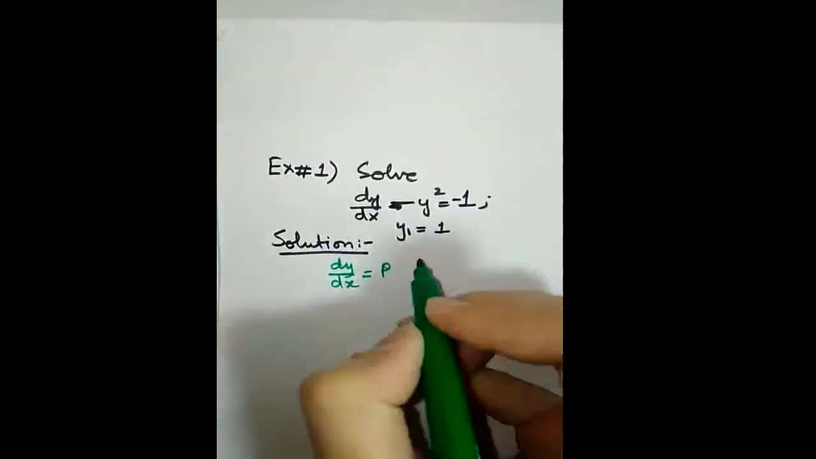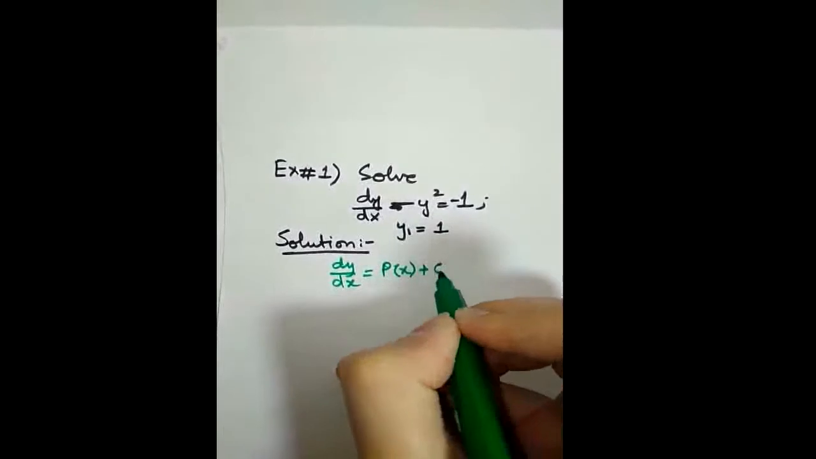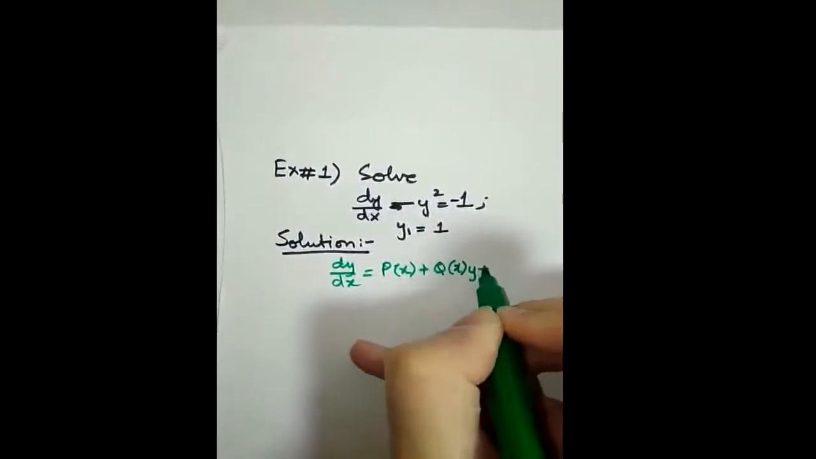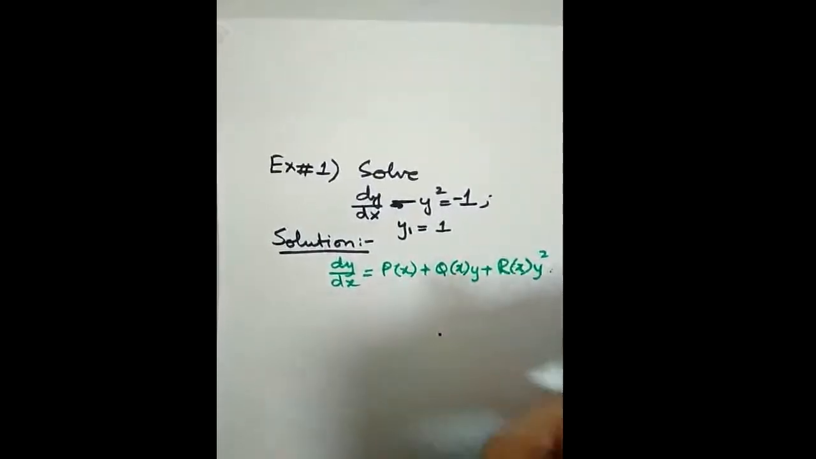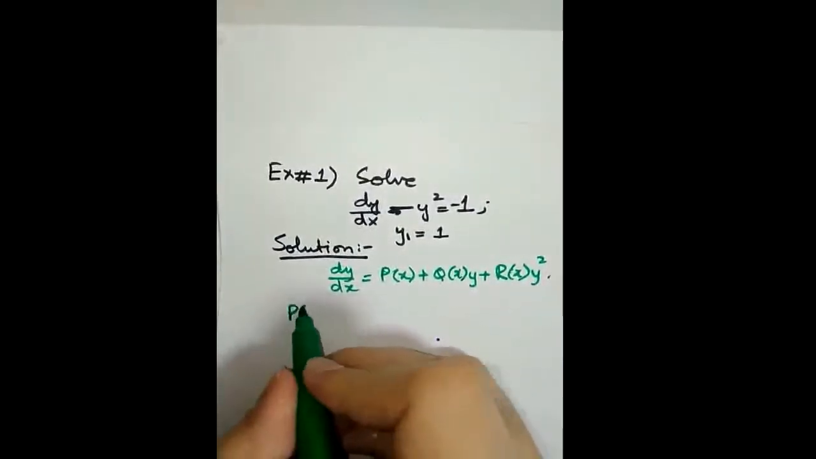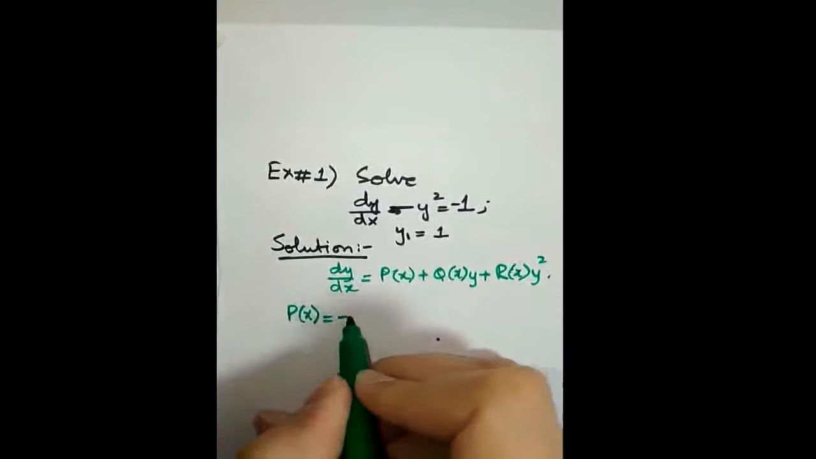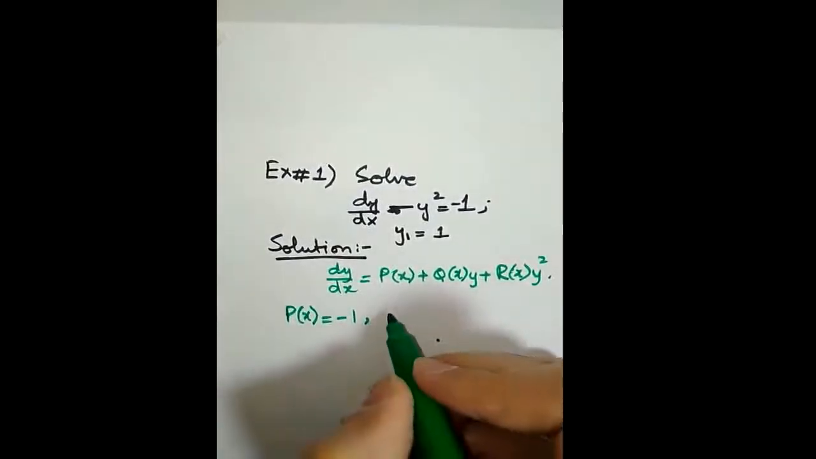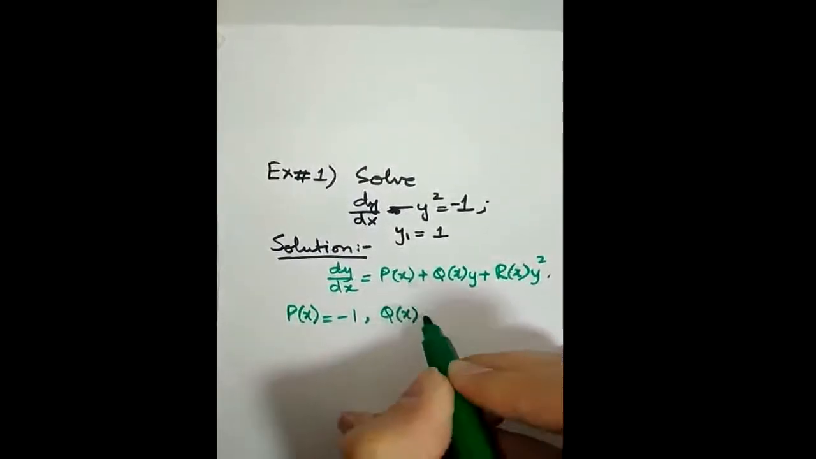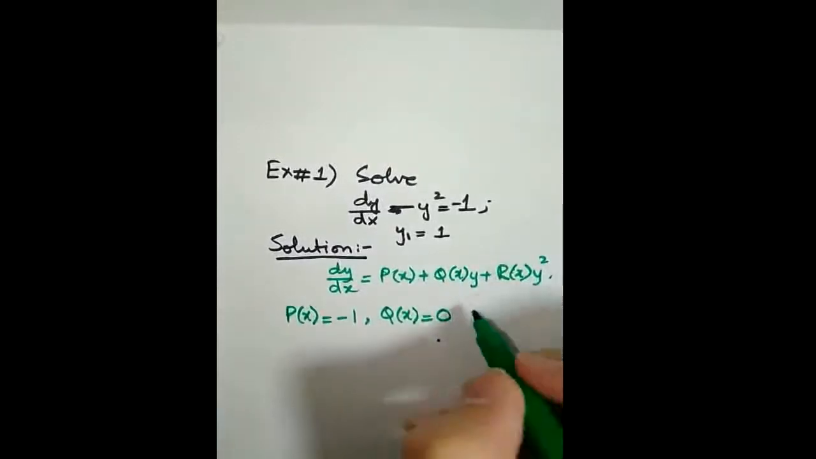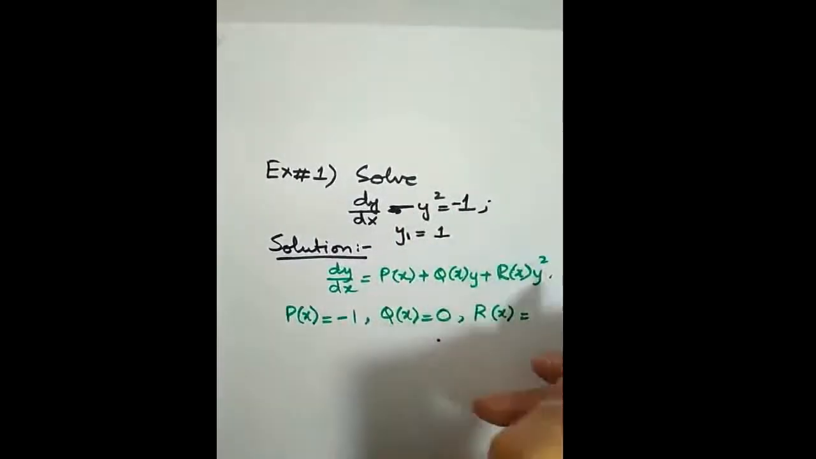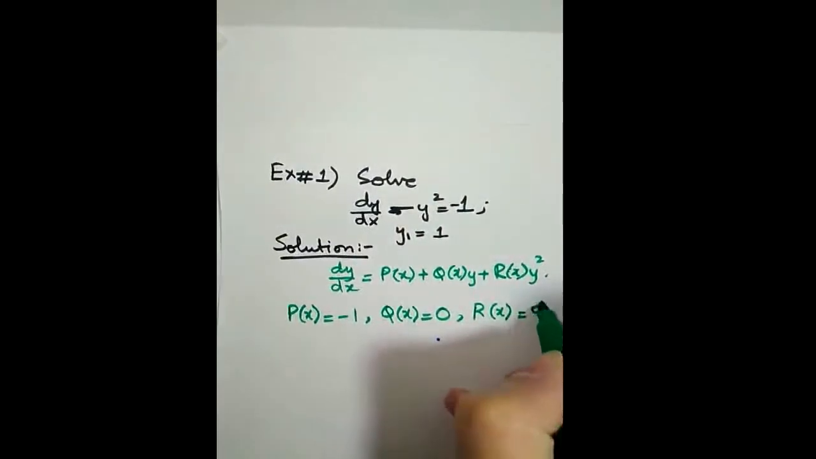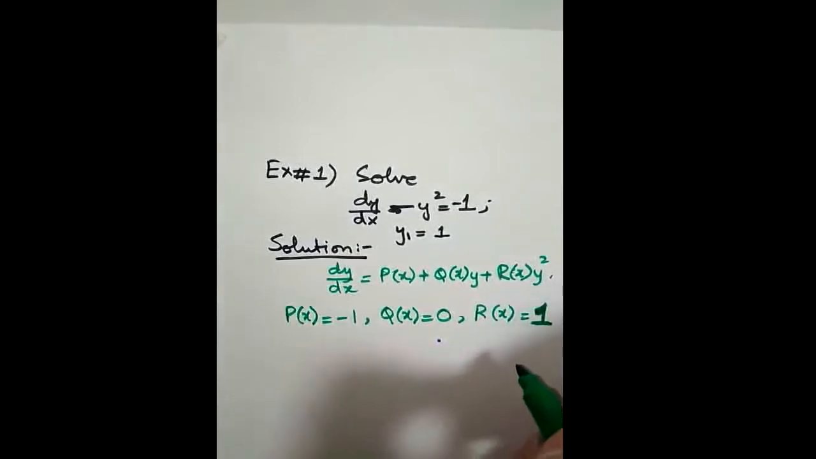dx equals p of x plus q of x y plus r of x into y square. So here you can relate it that p of x is -1 here, q of x is 0 here because there is no y term, and r of x here is, if we shift this to the right hand side, then it becomes +1.